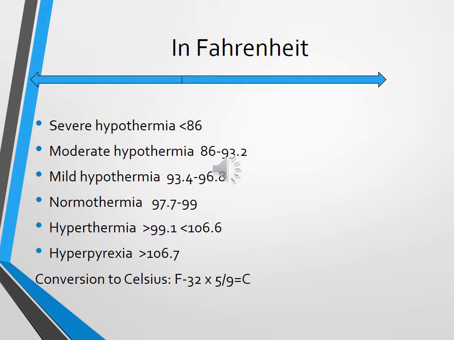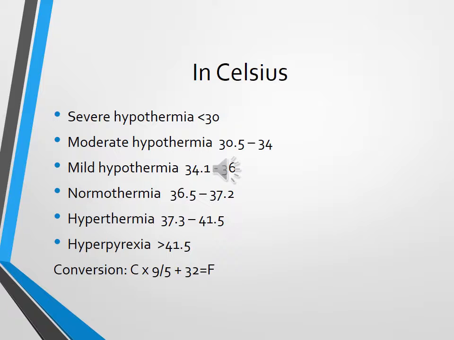In Fahrenheit, severe hypothermia is below 86, moderate is 86 to 93.2, mild is 93.4 to 96.8, and then normal is 97.7 to 99. Hyperthermia is 99.1 to 106.6, and hyperpyrexia is 106.7. Converting to Celsius is F minus 32 times 5/9 equals Celsius. This does the conversion so that you can see what they are in Celsius, and then it gives you the conversion rate into Fahrenheit below.